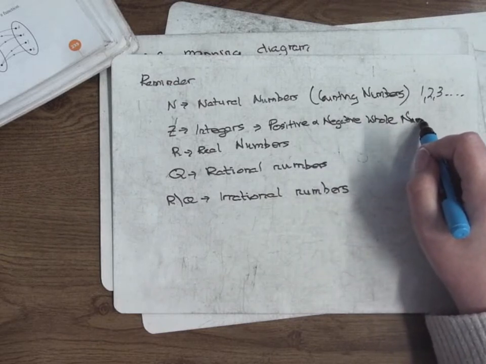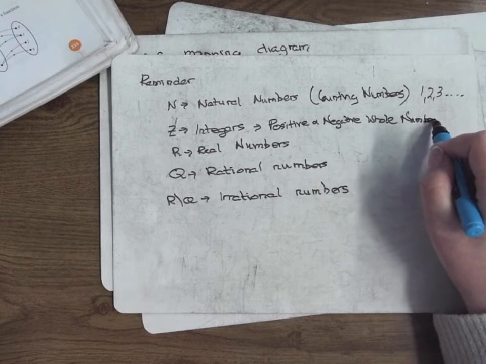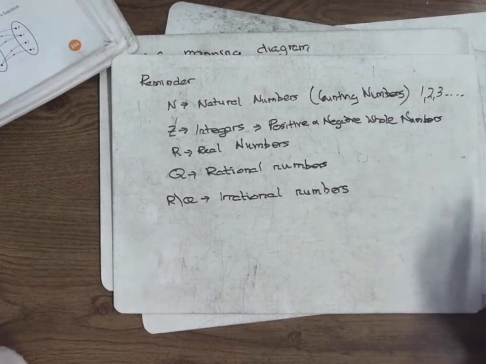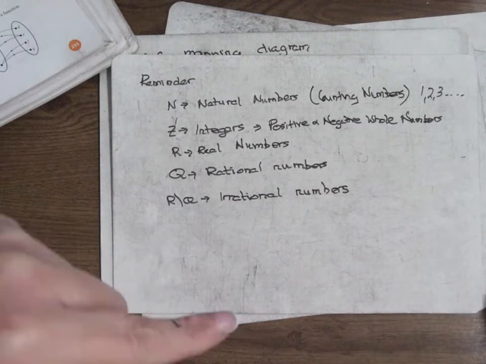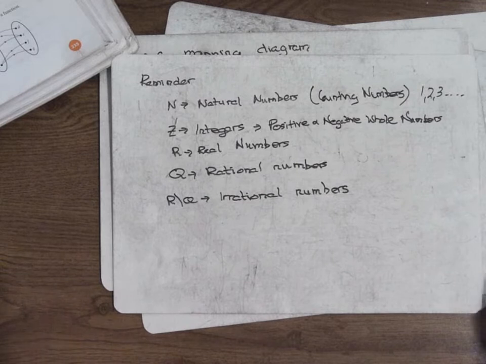Positive and negative whole numbers. And naught is an integer. Okay? So it goes 0, 1, 2, 3, 4, 5, 6 on forever, but it also goes -1, -2, -3 down forever. So it goes up forever, down forever. And naught is an integer. Naught is not a natural number, but it is an integer.